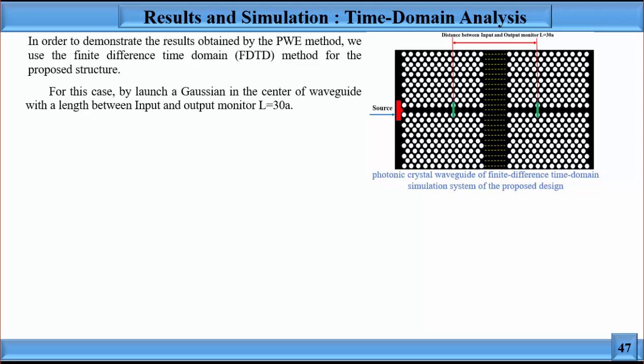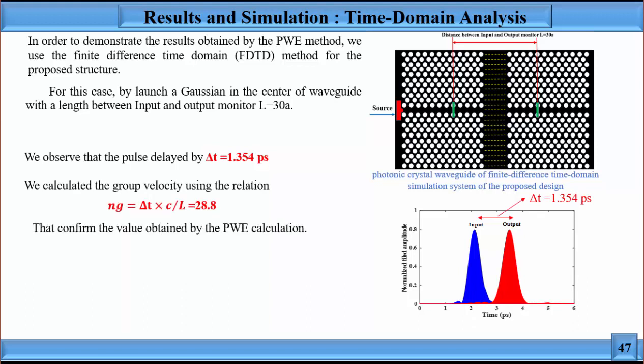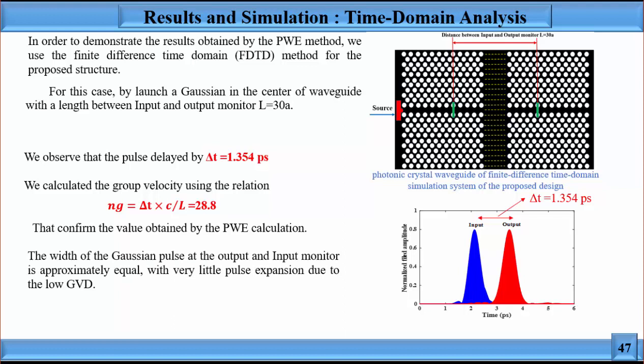For this case, we launch a Gaussian in the center of the waveguide with a length between input and output monitor L equals 30a. We observe that the pulse is delayed by delta t equals 1.354 ps. We calculated the group velocity using the relation, which confirms the value obtained by the PWE calculation. The width of the Gaussian pulse at the output and input monitor is approximately equal, with very little pulse expansion due to the low GVD.